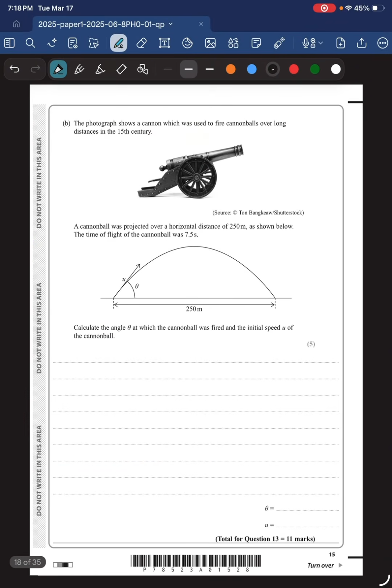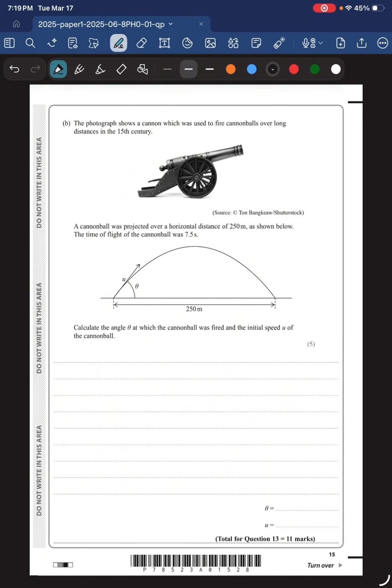All right. B. The photograph shows a cannon which was used to fire cannonballs over long distances in the 15th century. A cannonball was projected over a horizontal distance of 250 meters as shown below. The time of flight of the cannonball was 7.5 seconds. Calculate the angle theta at which the cannonball was fired and the initial speed u of the cannonball. Okay, so let's do this in two steps.